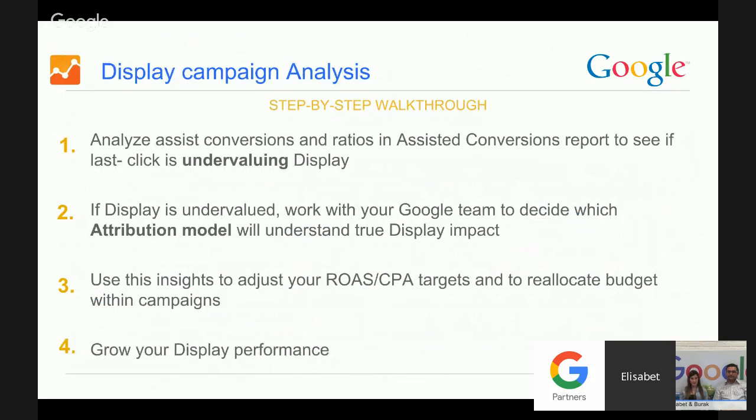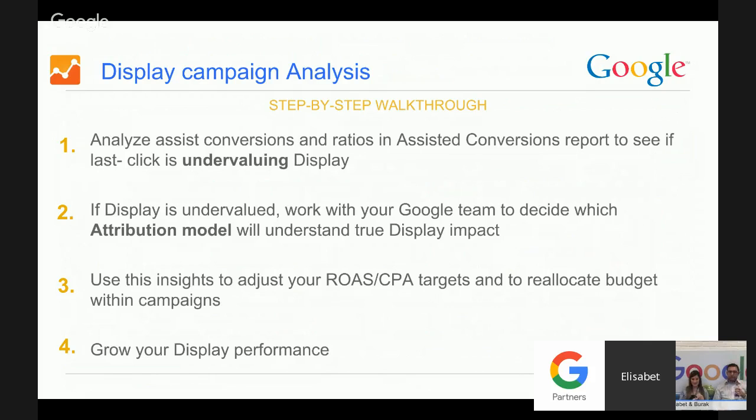So we've been talking about display because analyzing display performance is very interesting. It's important to analyze display performance using the multi-channel funnels, because unfortunately we cannot see the number of assisted conversions in AdWords nowadays. However, if we go to the multi-channel funnels in Google Analytics, we can actually see how display is performing. So which is the best approach? Which is the step-by-step walkthrough in order to better understand and measure display campaigns?